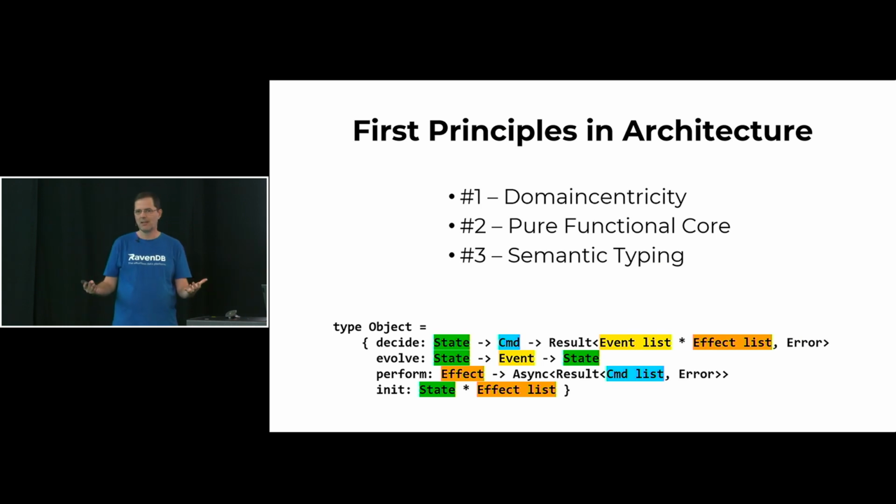So finally, the 3 first principles I extracted today are domain centricity, a pure functional core of your application, and semantic typing. And I'm leaving you with these 4 powerful functions to wonder what could be done with them in your lives. I hope you will find some inspiration in this as I did.